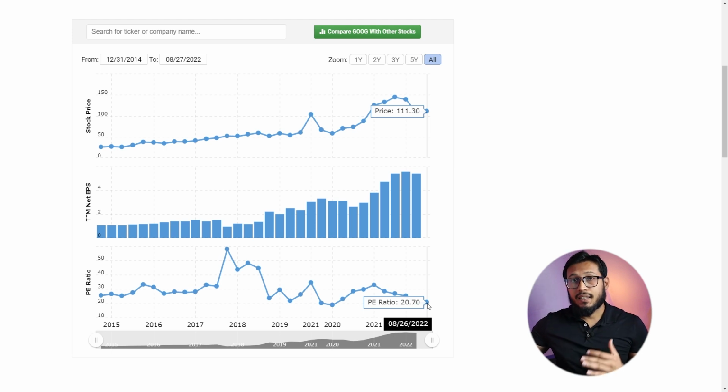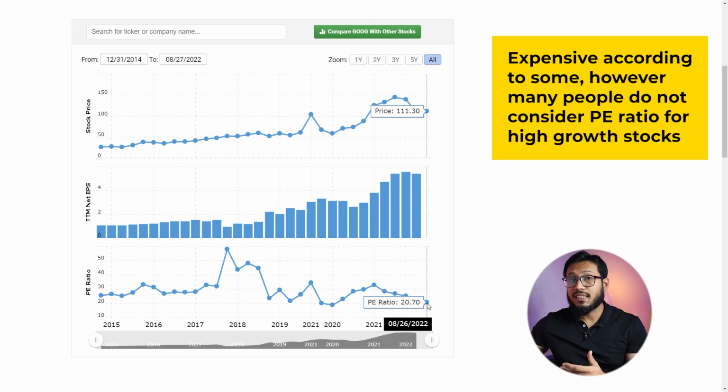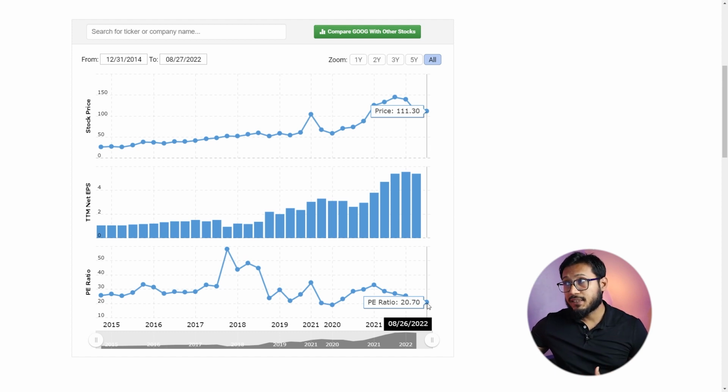But as I said, the PE ratio is not the only factor that we look into. There are many factors. That being said, if you purely look at the PE ratio, Google is just touching the more expensive side of a company.